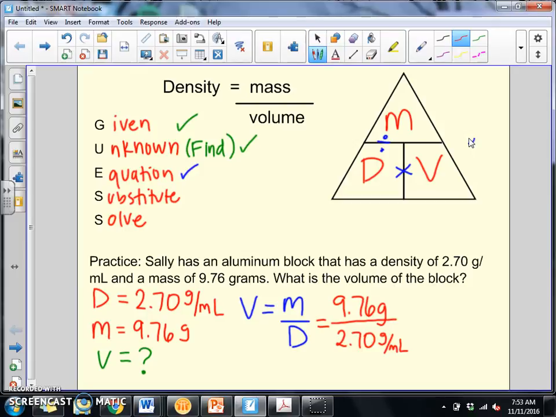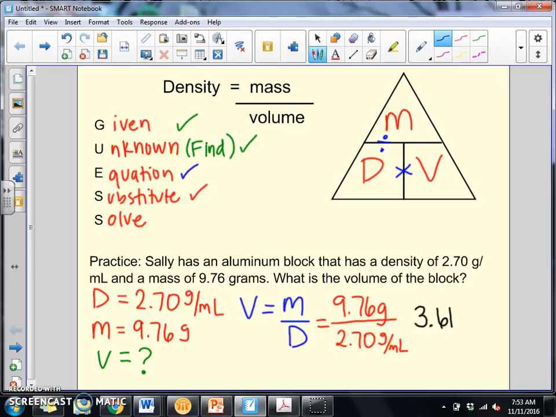So I have substituted. The last part is to solve. And to solve this problem, I would put this number in my calculator. I would say, we always start at the numerator, 9.76 divided by 2.70, and that gives me 3.61.